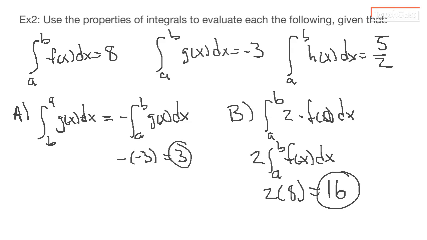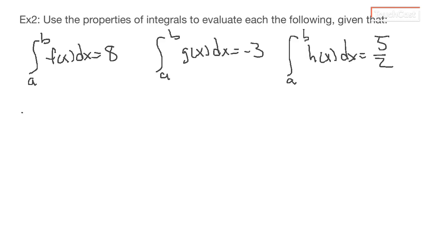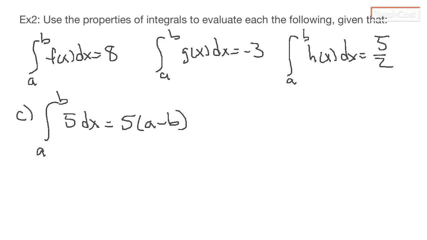Now let's look at c. c, we are finding the integral from a to b of 5 with respect to x. Now this is like property 5. So we're going to write this as 5 times a minus b. And if we knew a value for a and b, we would actually evaluate this. But 5 times a minus b is good enough for our answer right now.